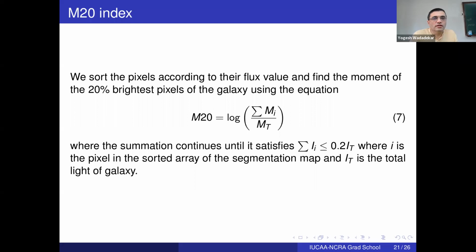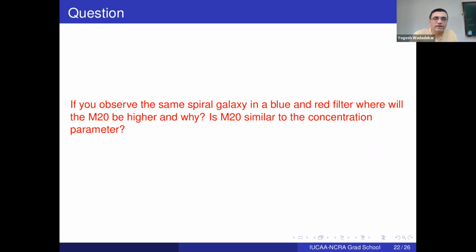Okay, now the M20 index. Question: if you observe the same spiral galaxy in a blue and red filter, where will the M20 be higher and why? Is M20 similar to the concentration parameter? Let's take the first question first. You are observing a spiral galaxy in blue and red filter. Same galaxy, you observe in the blue filter, and then you observe it in the red filter. Where will the image moment be higher?